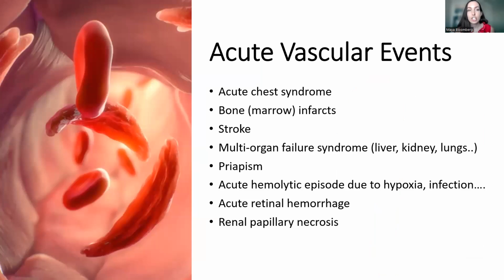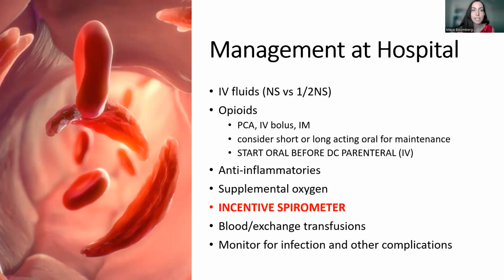So again, those acute vascular events are those sudden or short episodes caused by that sickled hemoglobin and hemolysis. I'm going to touch just briefly on acute management at a hospital, and then I'm going to run through all of these acute complications, and then we'll get into the chronic complications. Now, when somebody's at the hospital and having a crisis, pain management is obviously central for this person. They will likely need IV fluids.